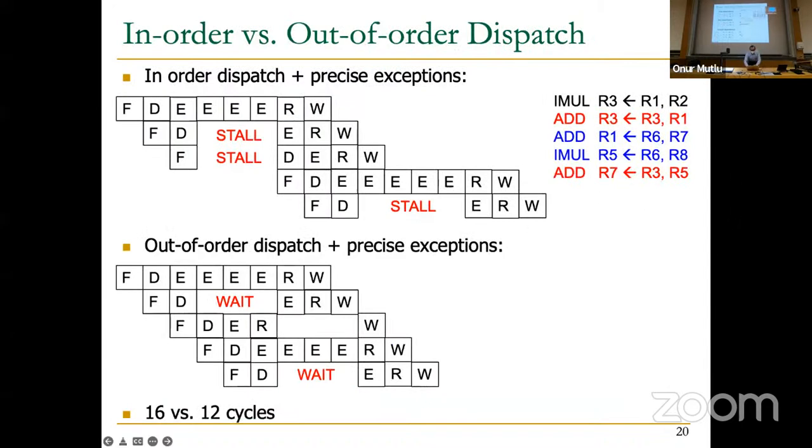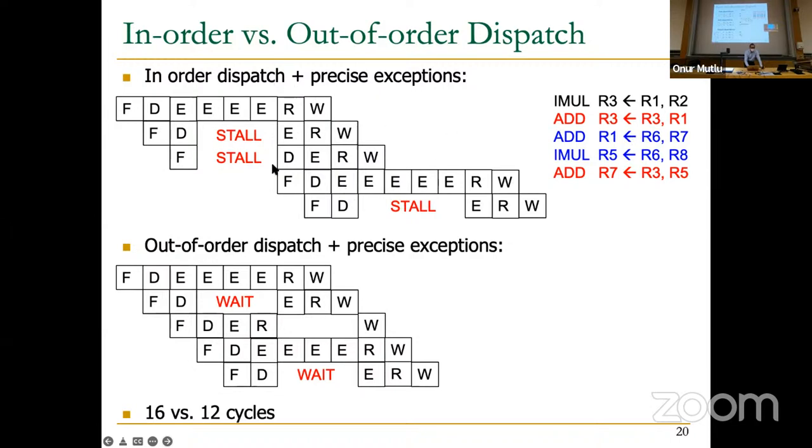Okay, let me give you an example, and we're going to go through this with animation also. So this was the pipeline that we built, and this is one piece of code, as you can see over here. I marked the dependent instructions in red. I marked the independent instructions in blue. And if you actually go through this and assume that each execution takes, let's say, 4 cycles for multiply, and 1 cycle for add. That's the assumption over here. I should write that assumption. We will need it. But basically, what happens is, an in order dispatch processor with precise exceptions stalls for dependent instructions.